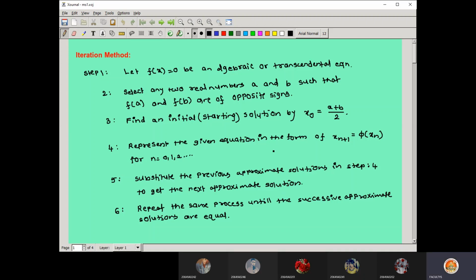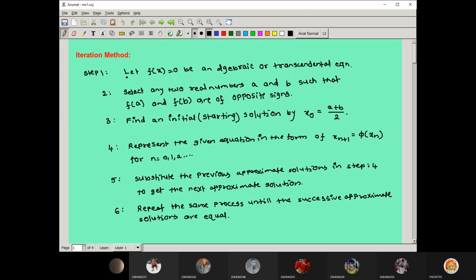Look at the procedure that I'm going to give you in order to find the solution of algebraic and transcendental equations. First I give you the procedure, and later we directly enter into the problems. It is somewhat different from your previous two methods, bisection method and regula falsi method. So write down the procedure first.